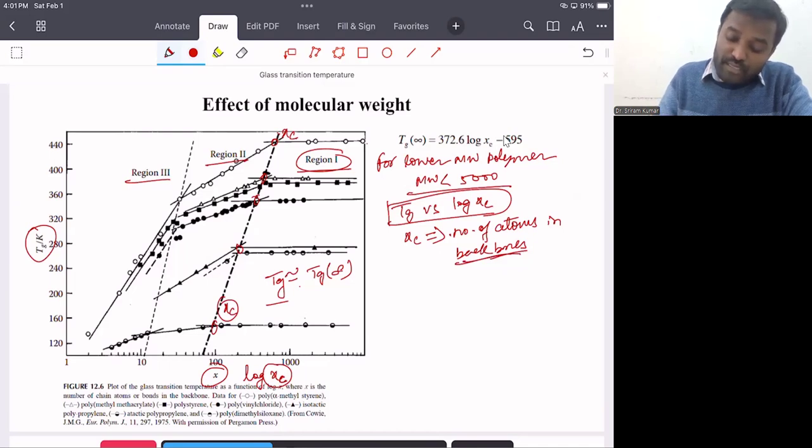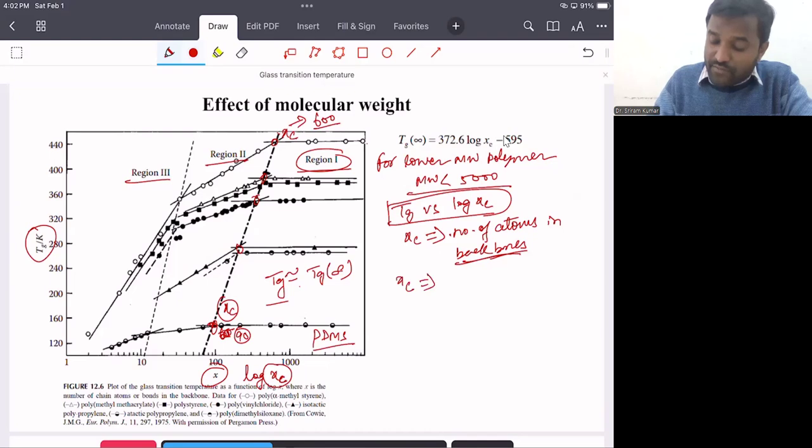So if you want to understand how these values change for different kinds of polymer, here this one is for the PDMS. For the PDMS, this value is close to 90. And here this value is close to 600. So Xc values change from 90 to 600.